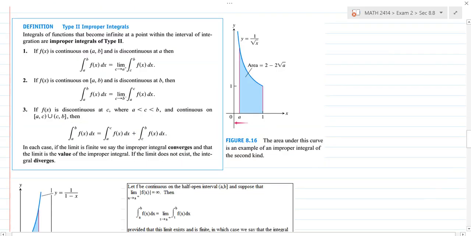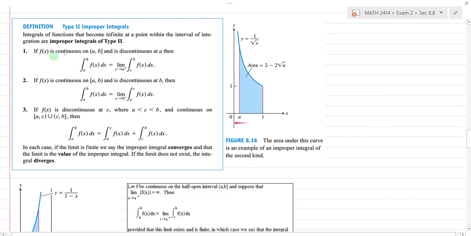In the first type of problems we were looking at, we had infinities as our bounds, either negative infinity or positive infinity, and those are called type 1 improper integrals. The type 2 improper integrals are what you get when you have a vertical asymptote. So the y's will be going off to infinity as opposed to the x's going off to infinity.